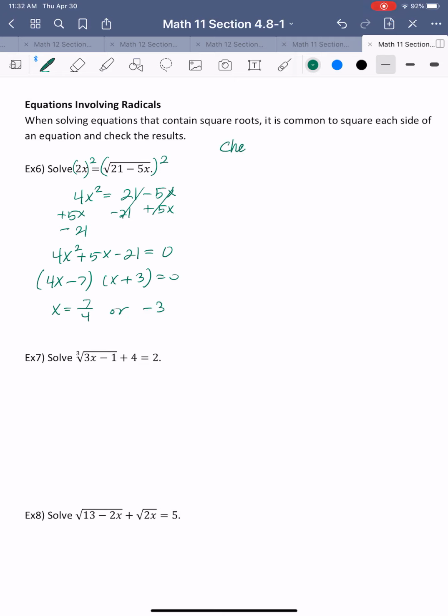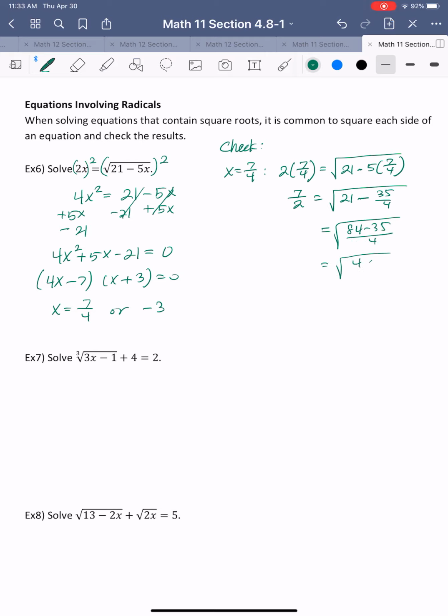So we need to check. With x equal to 7 over 4, make sure it works in the equation. So 2 times 7 over 4 is 7 over 2. And the other side is the square root of 21 minus 5 times 7 over 4, which is 21 minus 35 over 4. 21 is the same as 84 over 4, subtract 35 over 4, which is 49 over 4, which will come out as 7 over 2, right? So yep, it works. So 7 over 4 is fine. So this is a solution.